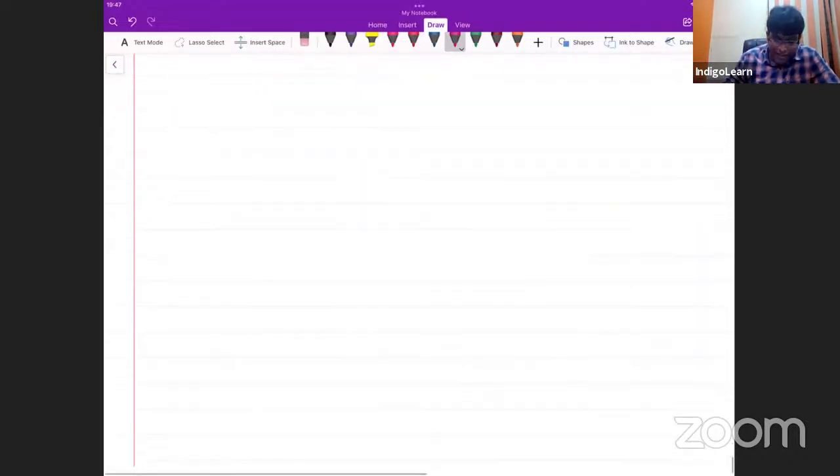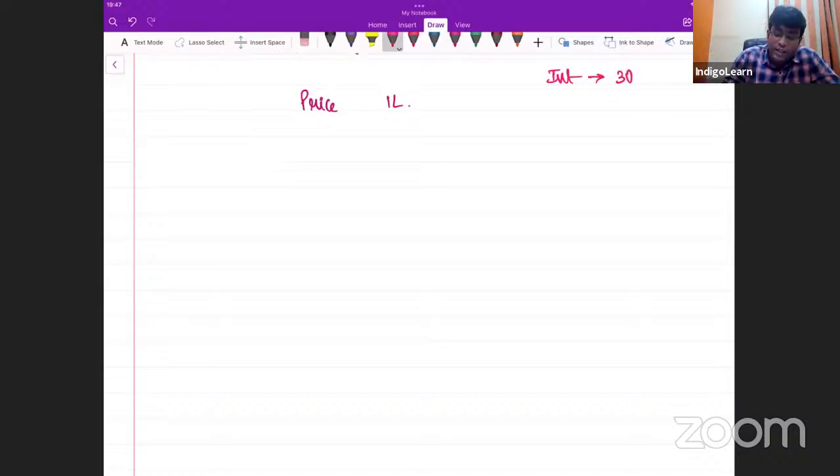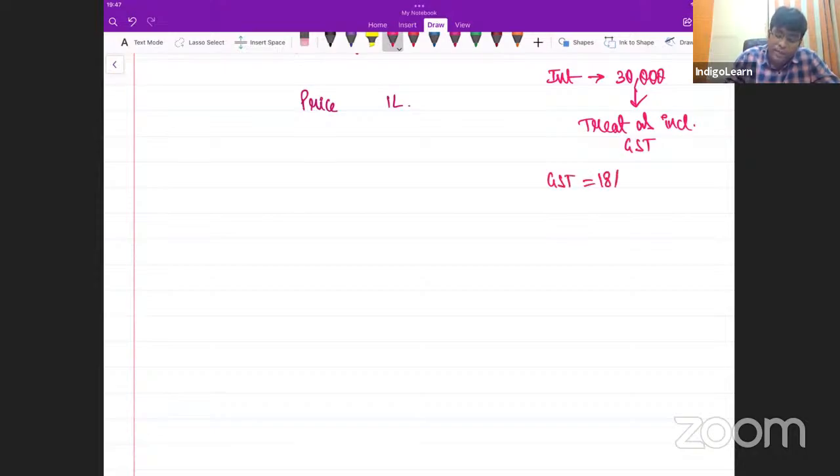Sir, again, people are asking doubt about interest. Let me give a small example, sir. Let's say the price is 1 lakh. Okay, guys, price is 1 lakh. Interest charged extra is 30,000. And this 30,000 we will treat as including GST, and assume GST rate is 18%. So what is the interest value before GST? We will calculate as 30,000 into 100 by 118.